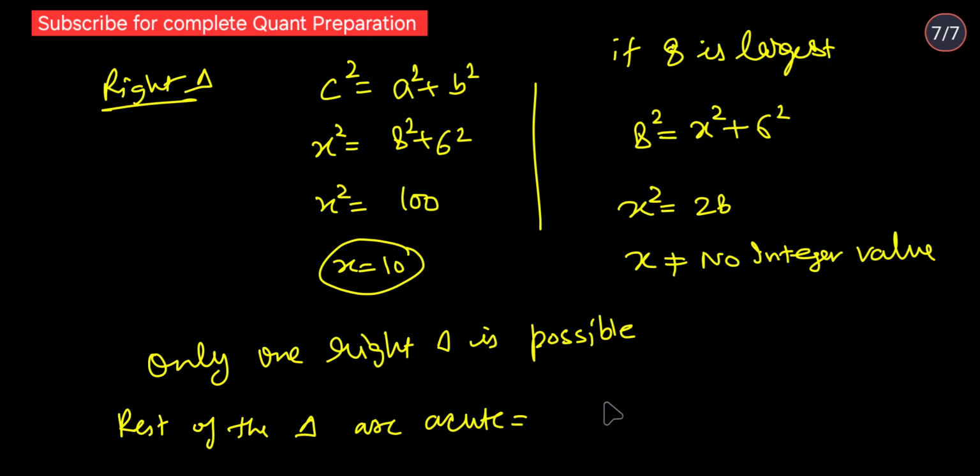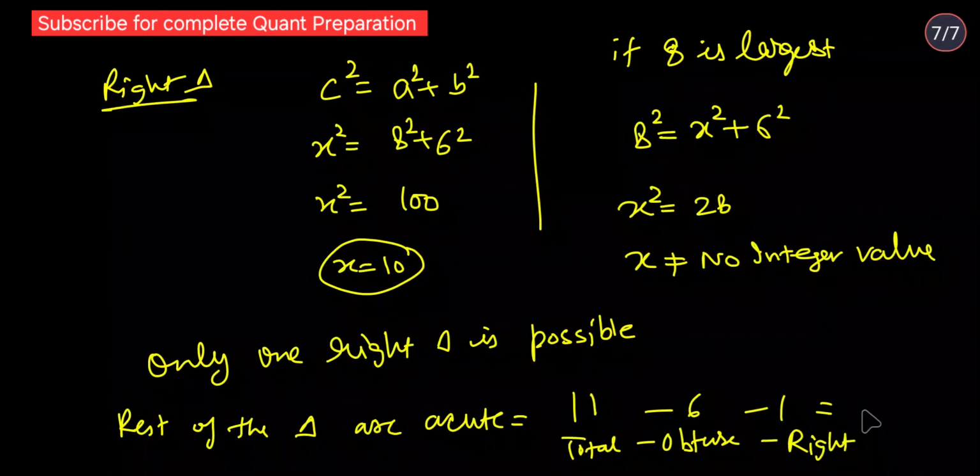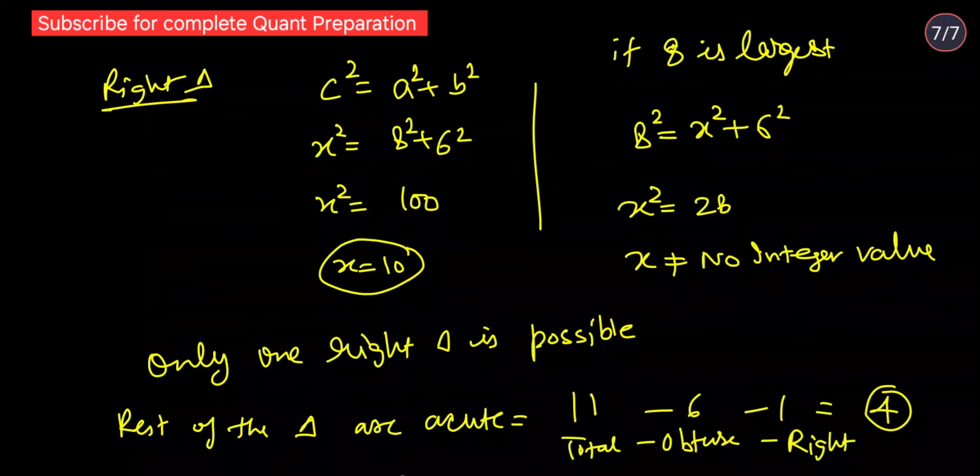So how many acute triangles? That is a total of 11 triangles, minus the obtuse ones, that is 6, and minus the right triangle, that is 1. So 4 are acute triangles. Hopefully it is clear, right?